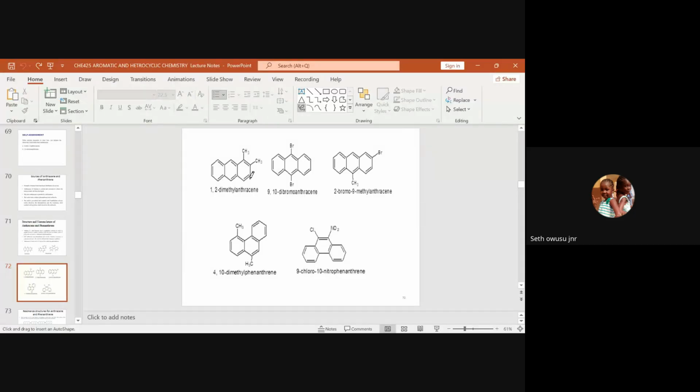Okay, Doc. But if the substituent were to be at the left, will it be right to also start there? Yes. If one of the methyls were to be here and the other one here, then definitely the numbering will not start from here. It will start from this side. Okay, Doc. Thank you. Welcome.